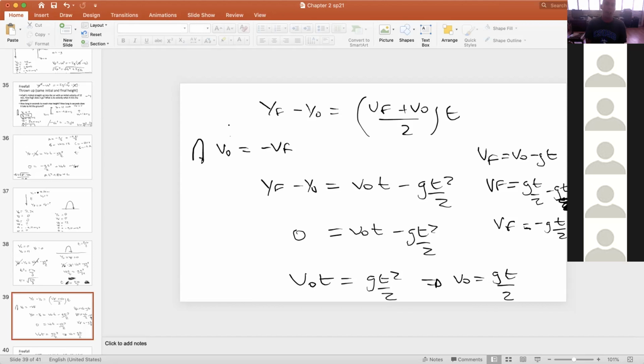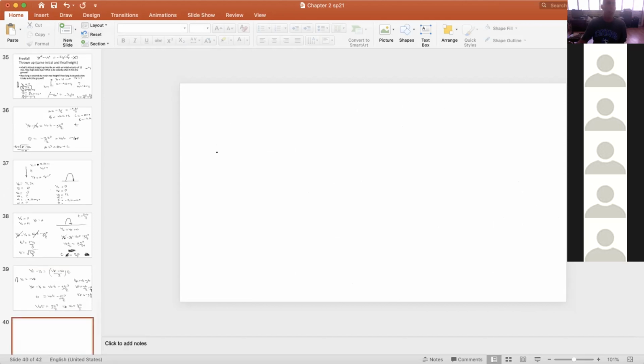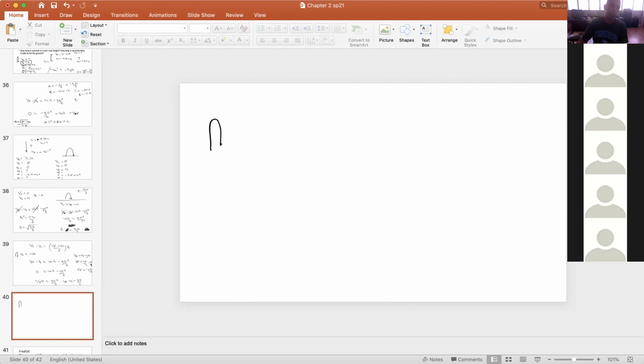No, Sammy, we're not ignoring the other equations. We're just not using them because they don't help us. They're still there. We'd still have them if we need them. The point here is that if y initial is equal to y final, then v naught is equal to negative v final. They're the same value. Whatever goes up comes down, same speed.